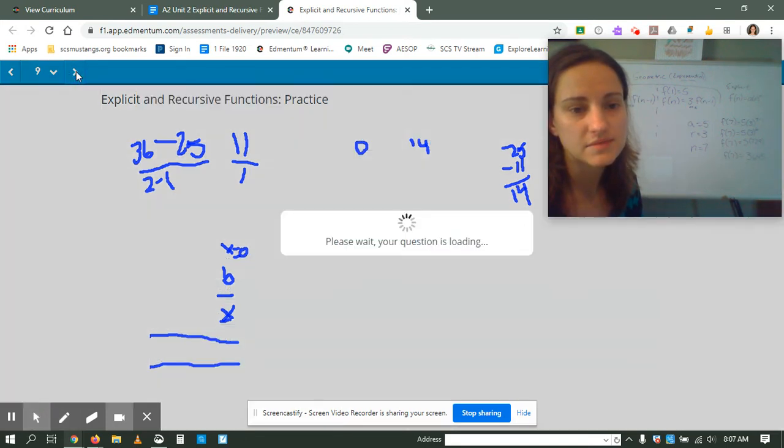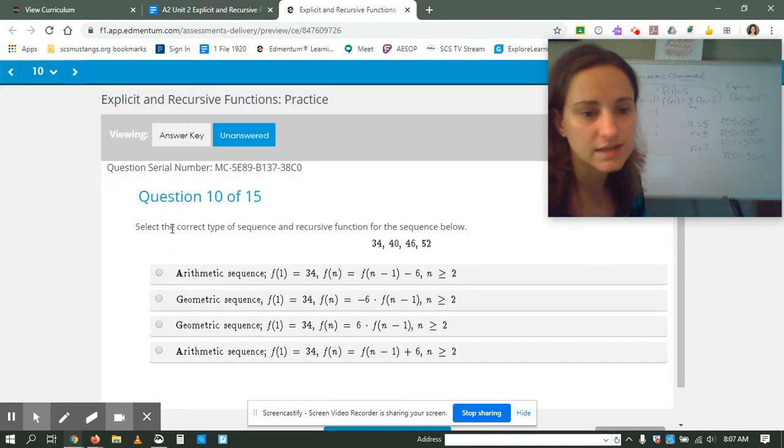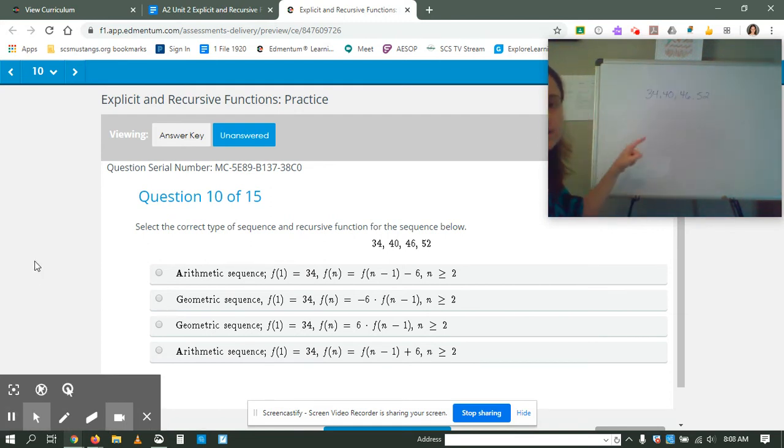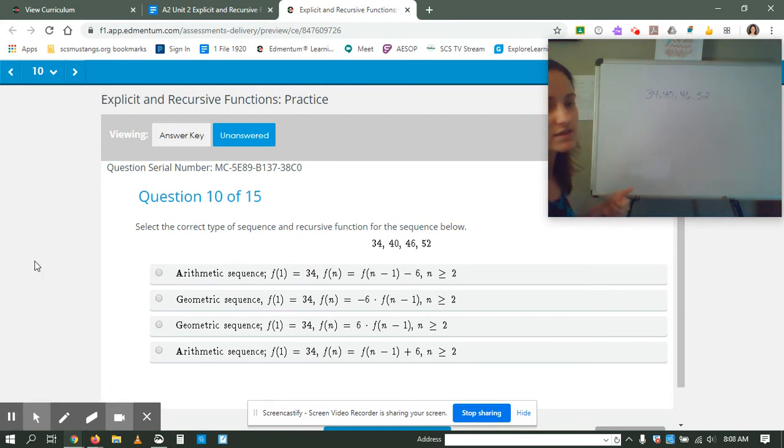Looking at problem 10, select the correct type of sequence and recursive function for the sequence below. So again, I'm going to break this into its bits and parts and go from there. I'm going to write these numbers on the board so it's easier to play with. Okay, so looking at our sequence up here on the board, the big decision we have to make is whether it's going to be a linear function or an exponential function, or in the terms for this lesson, arithmetic or geometric.